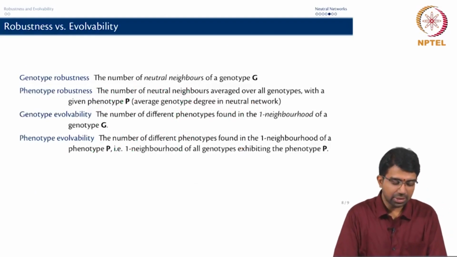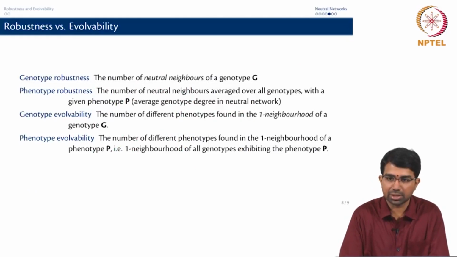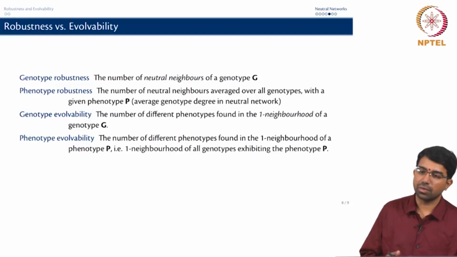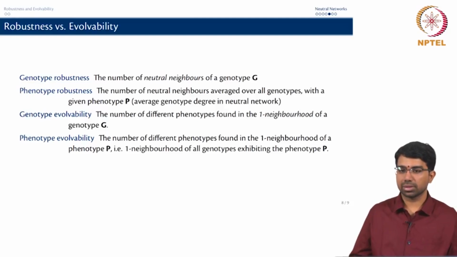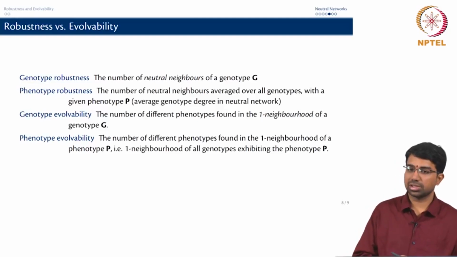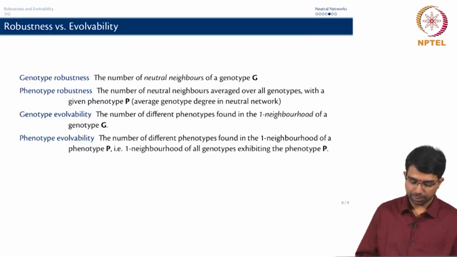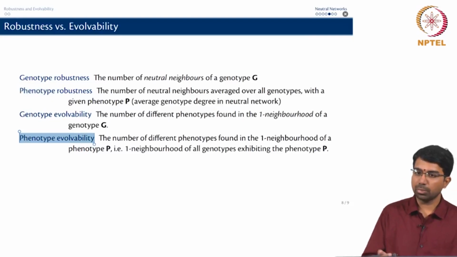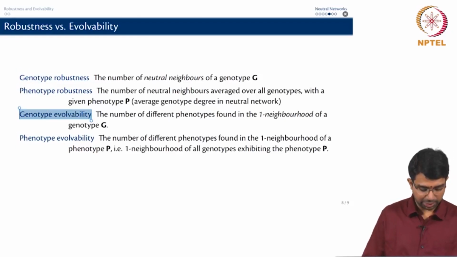Because of these definitions, which are actually very reasonable, this is a very interesting paper published by Andreas Wagner in 2008, titled Robustness versus Evolvability, a Paradox Resolved. It gave a very good resolution of the seemingly paradoxical relationship between robustness and evolvability, right? Because robustness is the ability to resist change, and evolvability is the ability to get new changes and innovations and so on. You find that phenotype robustness and phenotype evolvability are very positively correlated, whereas genotype evolvability and genotype robustness are quite negatively correlated.